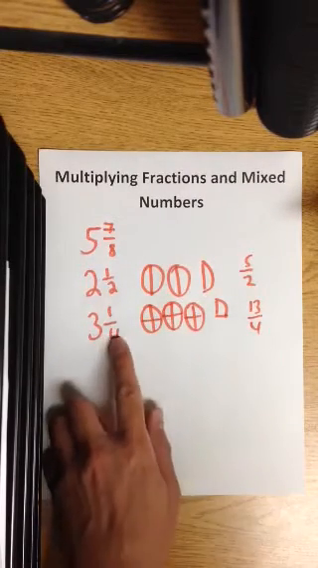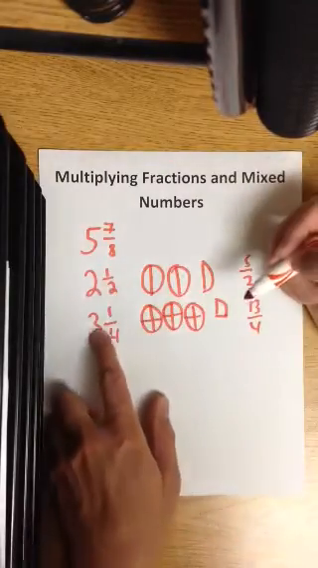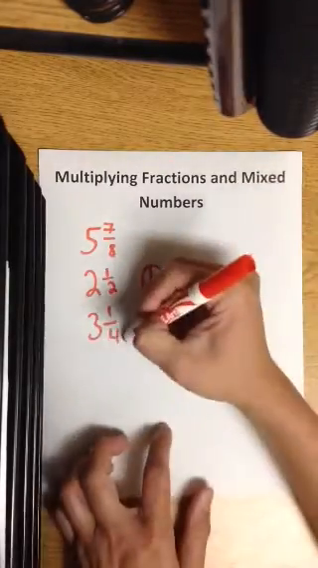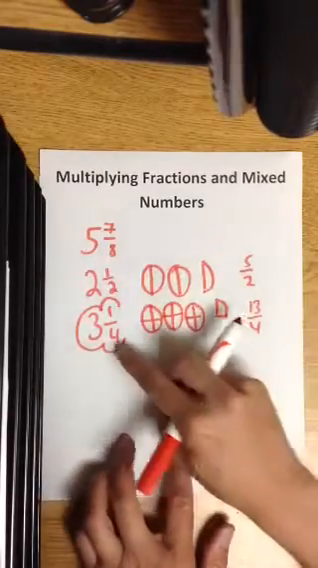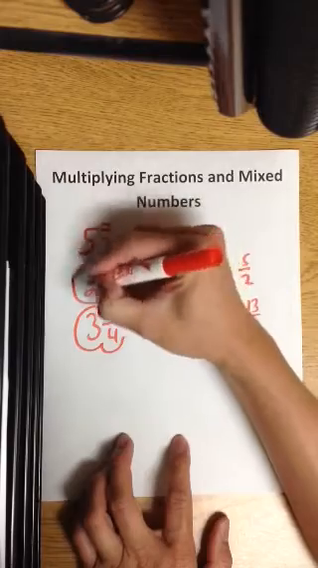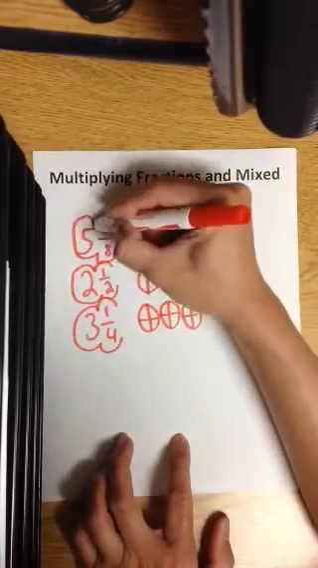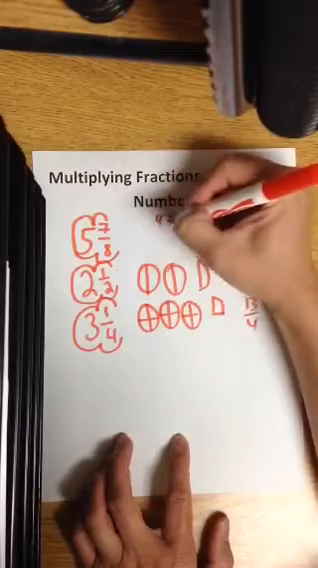Oh yeah, you multiply the whole number and denominator, it's 12, add the numerator, 13. I like calling it the popcorn method. 4 times 3 is 12, 1 more is 13. 2 times 2 is 4, plus 1 more is 5. 5 times 8 is 40, 7 more is 47/8.